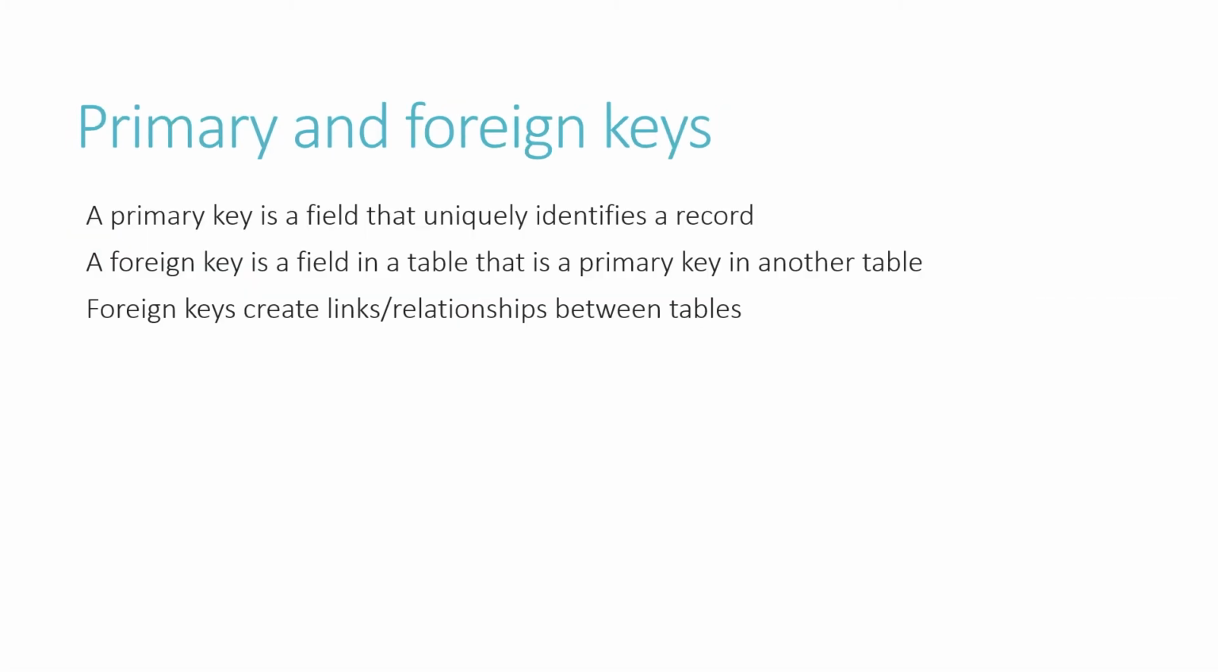Well, this is where primary and foreign keys come in. A primary key is a field that uniquely identifies a record. A foreign key is a field in a table that's a primary key in another table. What's the point of a foreign key? It's to create links between tables. I'll show you an example.